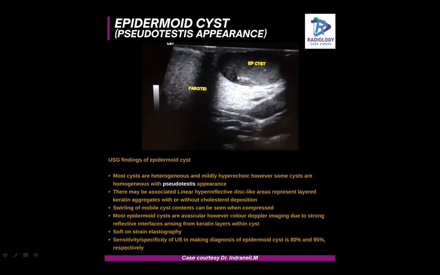How do you differentiate? One is you can see the posterior acoustic enhancement behind the cyst, intensely enhanced. There is intense brightness here. So this is a clue that it might be a cystic lesion. And when you switch on the Doppler, it is totally avascular. On elastography, it is soft.